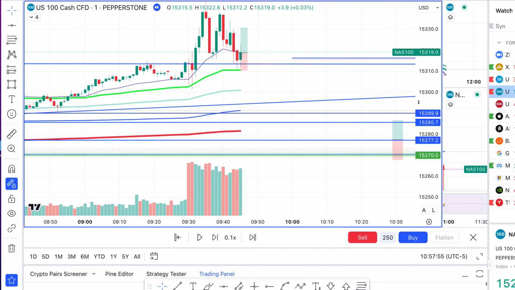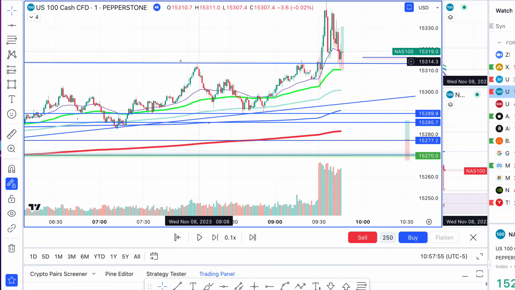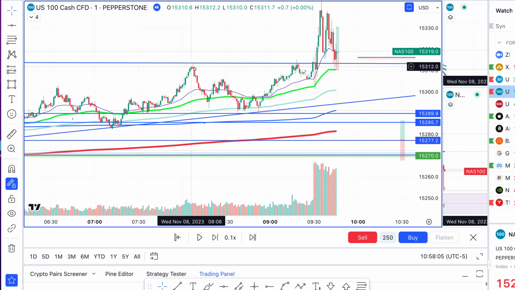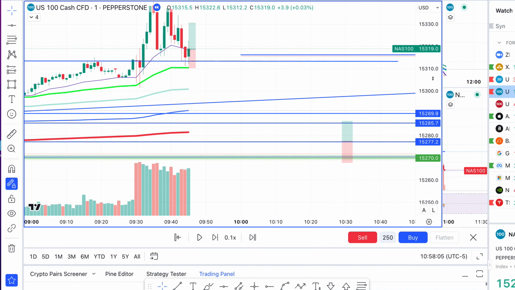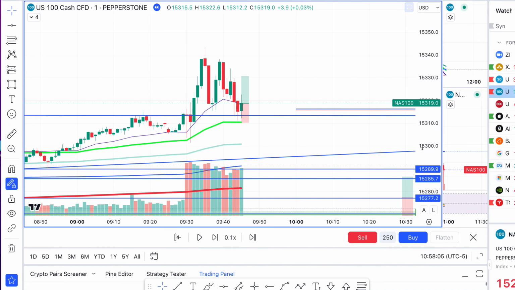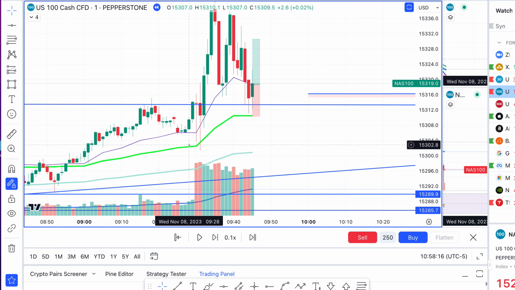Because I knew that I have this level here that I marked earlier, which is a swing high level, a double top swing high level. So there's that. And then the other thing, I'm always looking for 2 things, right? The other thing was the 20, right?